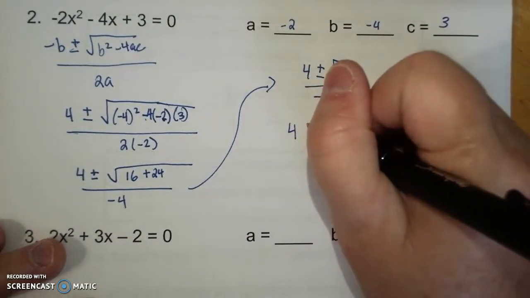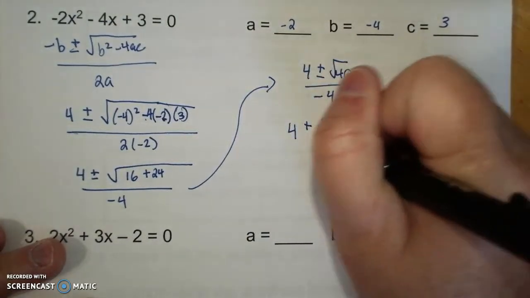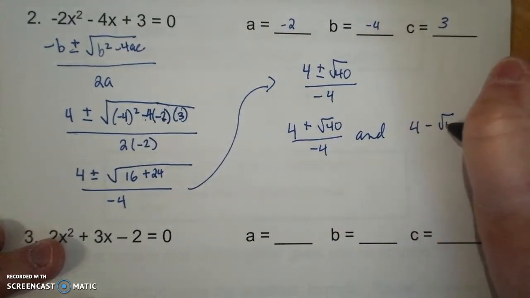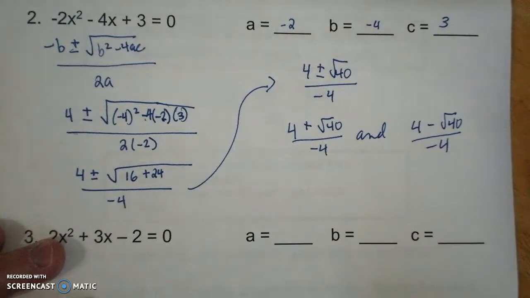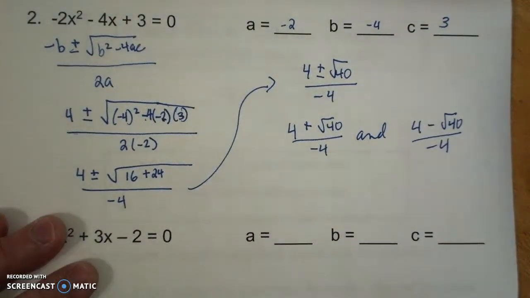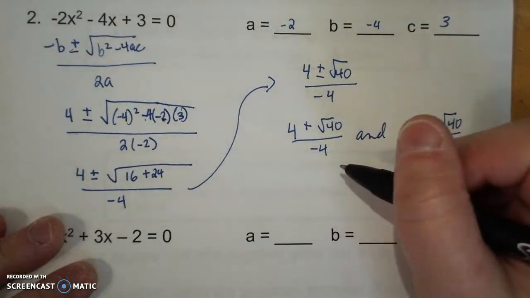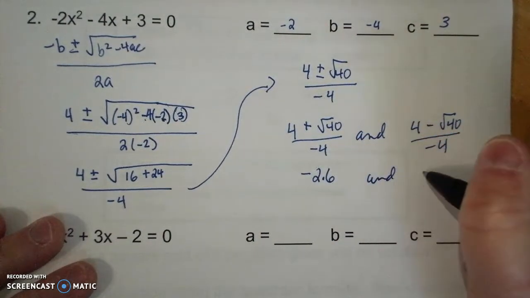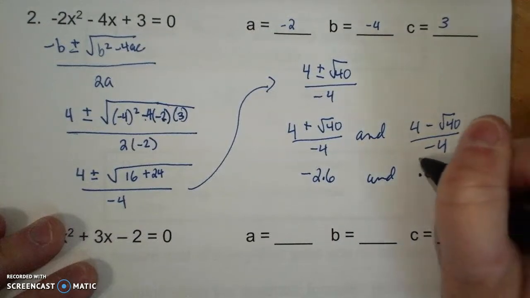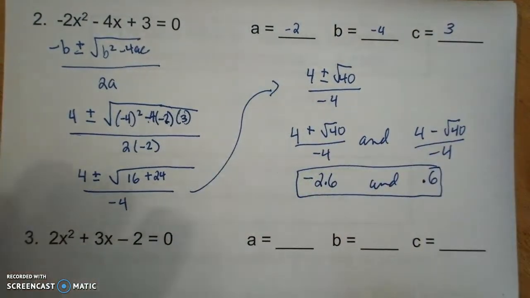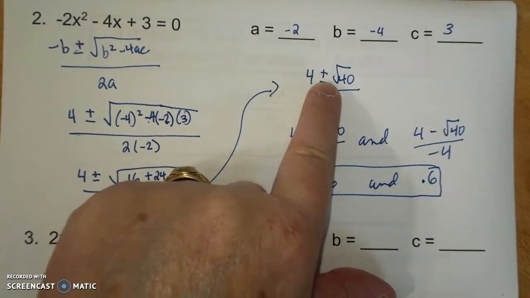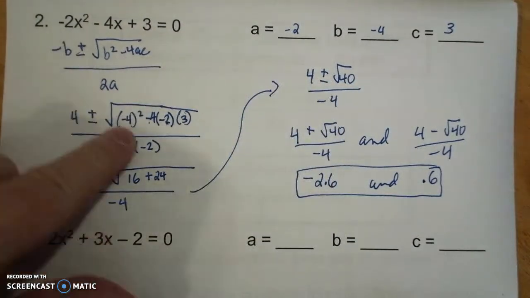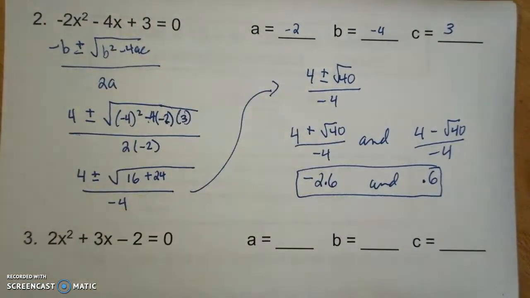And this breaks out to 4 plus the square root of 40 over -4 and 4 minus the square root of 40 over -4. And when you put those in your calculator, you get -2.6 and 0.6. So actually what you're doing is you're making two problems. The plus or minus says at the end you're going to plus 1 and at the end you're going to minus 1, but we keep them together until this point and then we split them.